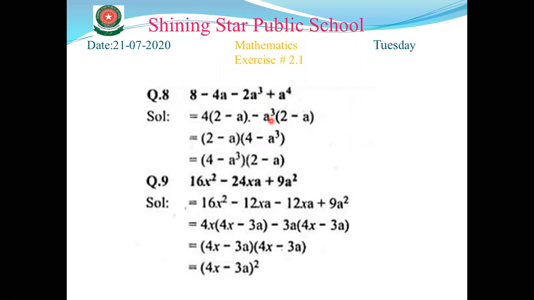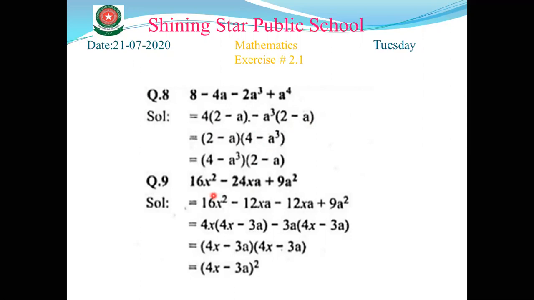Okay, now when we take the a cube common, we get here 2 minus a. Now both brackets are the same, so we can take common 2 minus a. And when we take common 2 minus a, we get here 4 minus a cube, which is your required answer. Now question number 9.